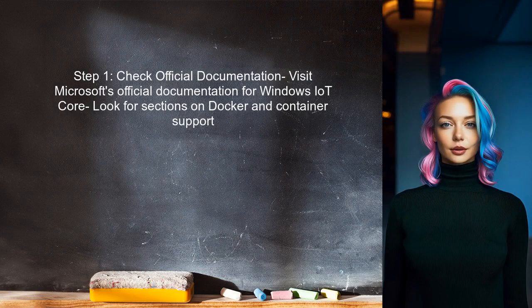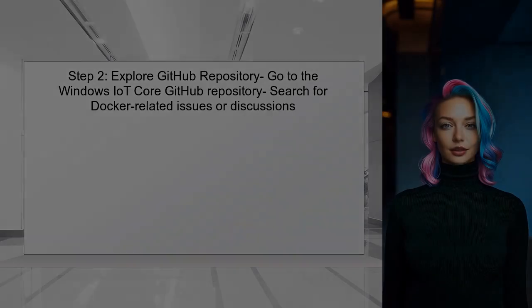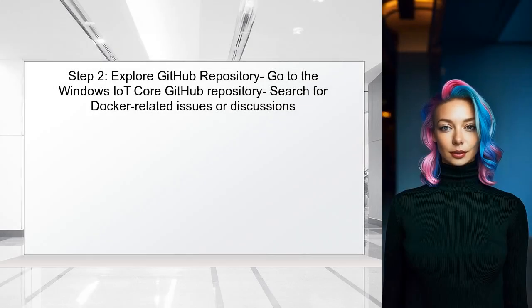To determine if Docker containers can run on Windows IoT Core, the user should first check the official documentation from Microsoft. This will provide the most accurate and up-to-date information regarding compatibility. Next, the user should explore the Windows IoT Core GitHub repository. This repository often contains community contributions and insights about running Docker on IoT Core.